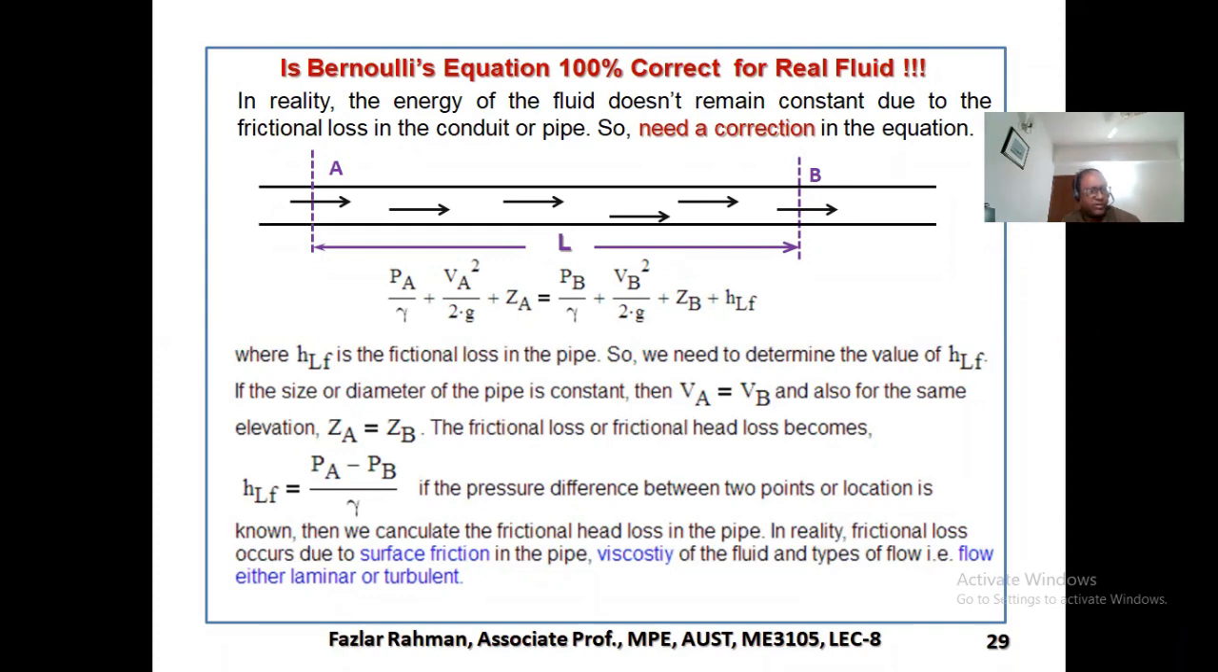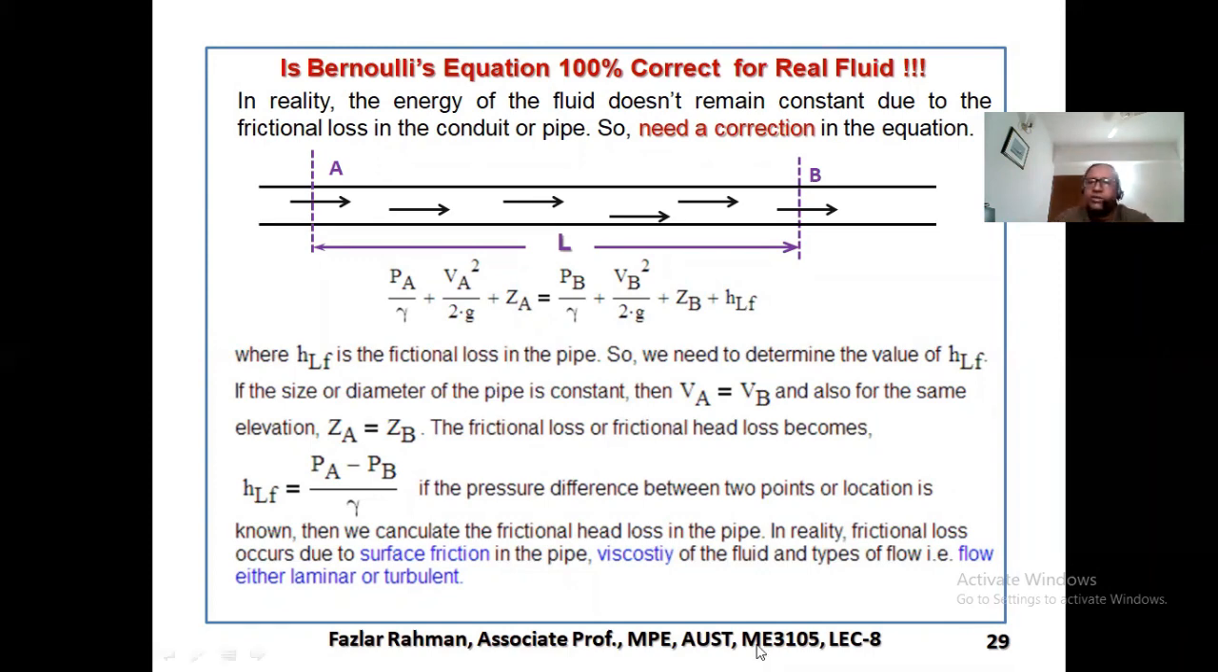For example, you are working in a city corporation and you have at least 40 square miles of city. Now you need to distribute water throughout the city through underground pipeline. So in that case, you need to figure out how much will be lost. Then you need to figure out how much pump you need.